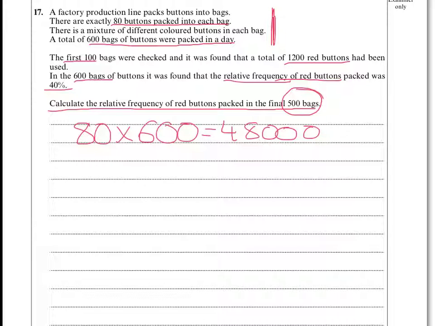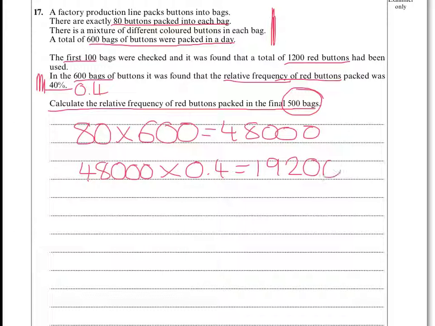Now, in this line here, we can see the relative frequency of red buttons was 40%. 40% is the same as 0.4. So if we do 48,000 multiplied by 0.4, that tells us that there were 19,200 red buttons in the whole day. So in all the bags, that's how many red buttons there were.